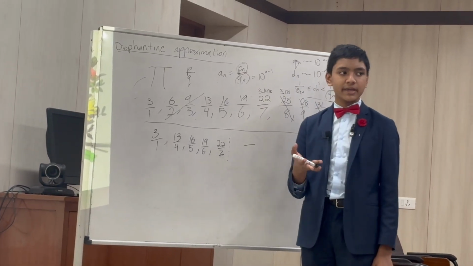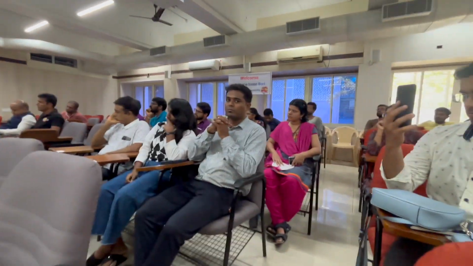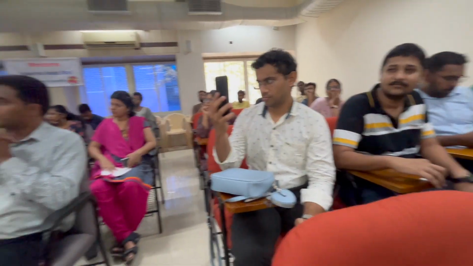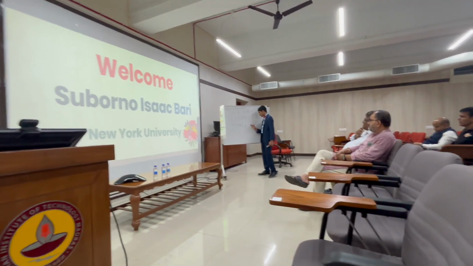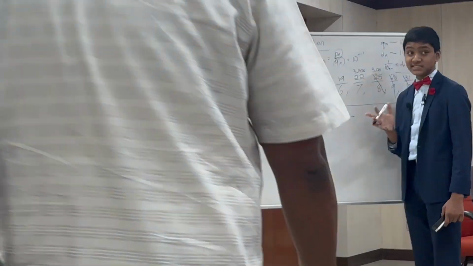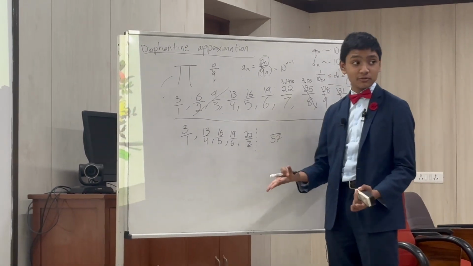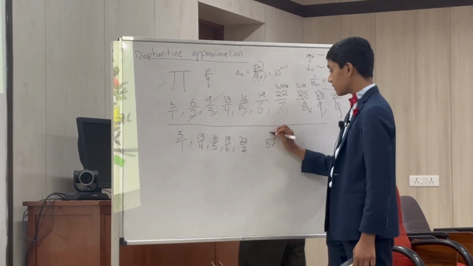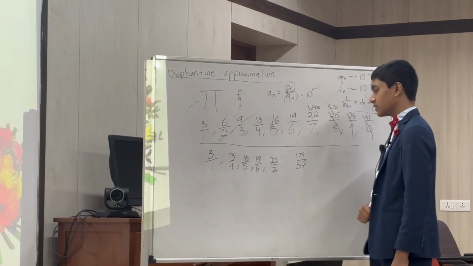What will be the denominator of the next best approximation after 22 over 7? Any general guesses? Well, 13 is a good guess, but unfortunately, math is not as reasonable as that guess. The right answer is actually 57 for some reason. But how is that possible? Why? It's 179 over 57 to be precise.